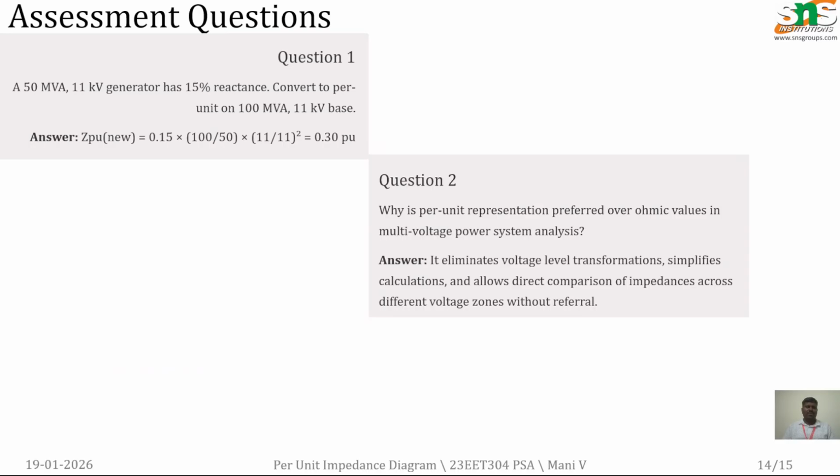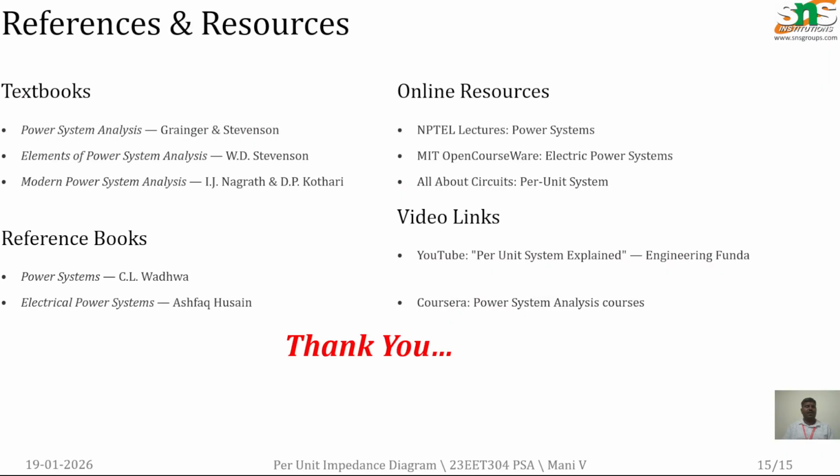So this is an assessment question. Why is per unit representation preferred over ohmic value in multi-voltage power system analysis? These are a few references for this topic.